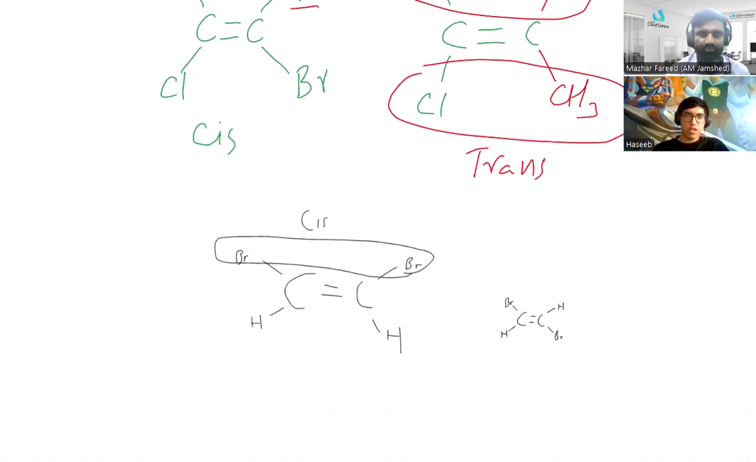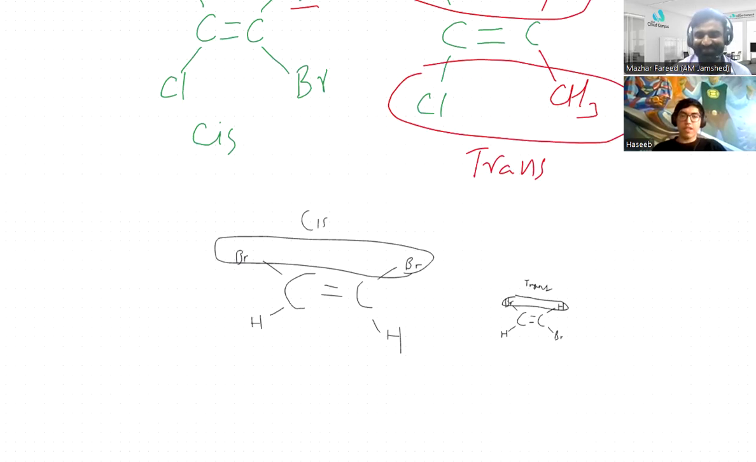And then this is trans. Okay, good. So from these two structures, which one is more stable? Is it cis? No, no. Trans is the most stable. Okay, trans. So can you give the name of these compounds?